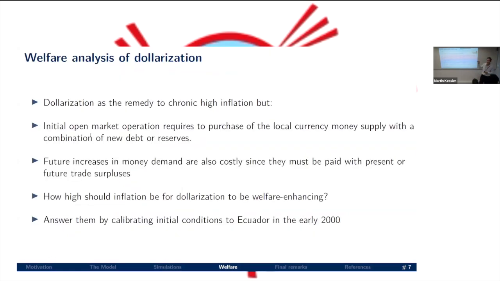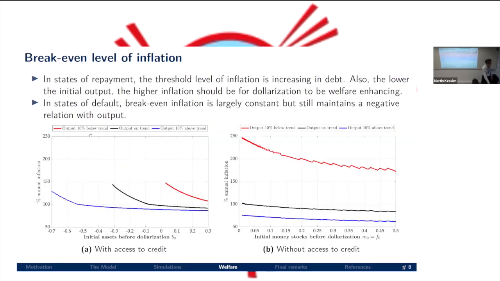Okay, we do these for calibrating the model for Ecuador, okay? And what we find is that this inflation rate is quite high. So let me tell you what these numbers mean. These plots show the break-even level of inflation at which dollarization becomes welfare enhancing. Let's look at the plot on the left. That's with access to credit markets.